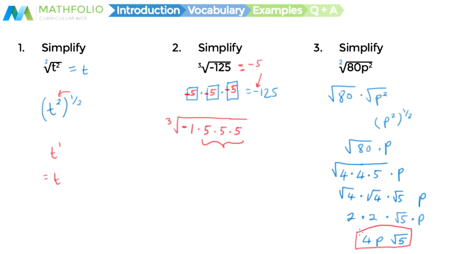And so it looks more complicated, but this is the most simplified version of the square root of 80p squared. Our mission is to try and bring out as much of the stuff as we can that is underneath the radical sign, and that's exactly what we did in our answer of 4p radical 5.